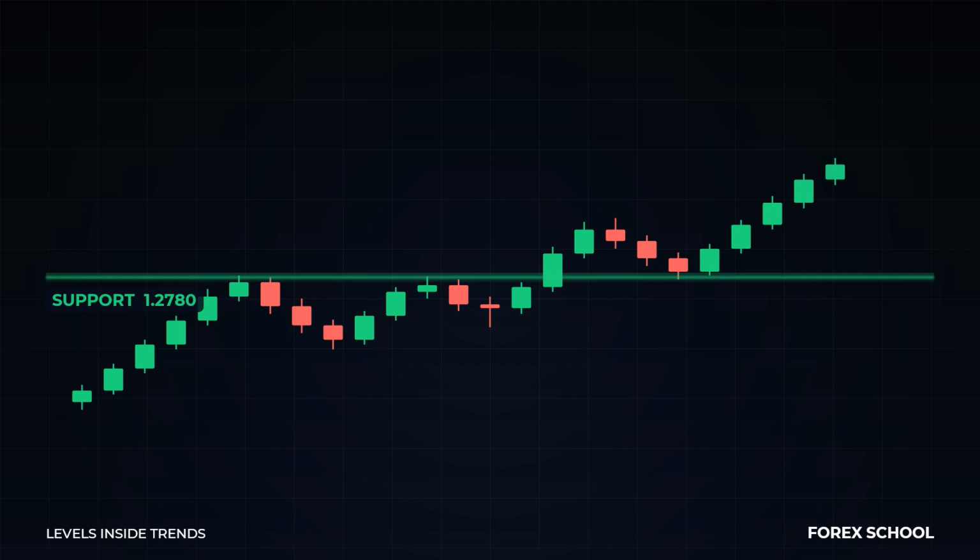Now the crucial part. Price doesn't just run away, it pulls back, drifting down towards that old ceiling, and right here, at the retest, buyers step in. The old resistance holds as support. From that flip, price launches to a new higher high. One level, two roles, and the trend rolls on.